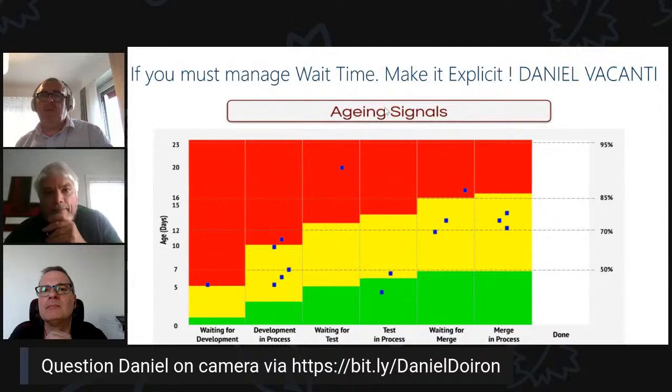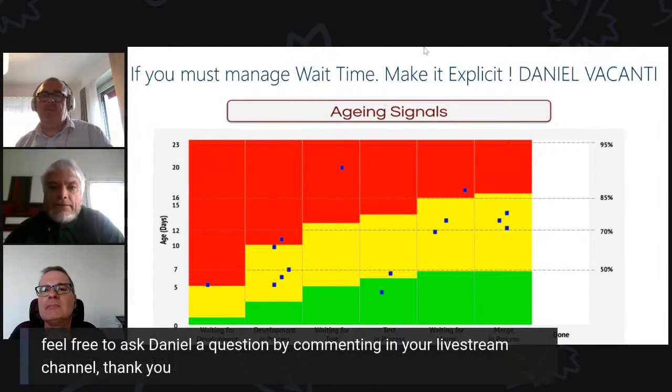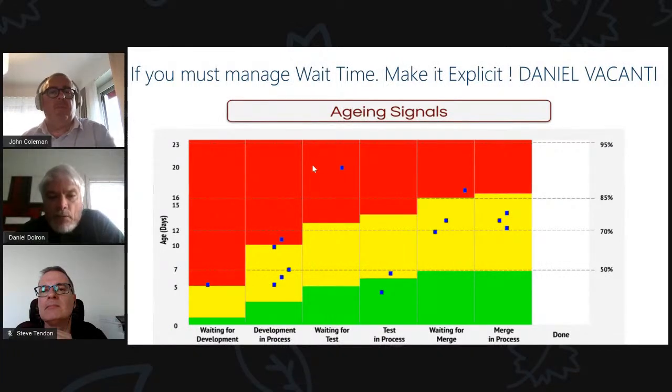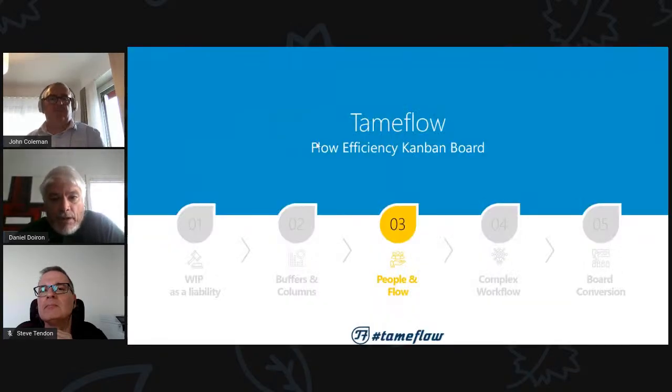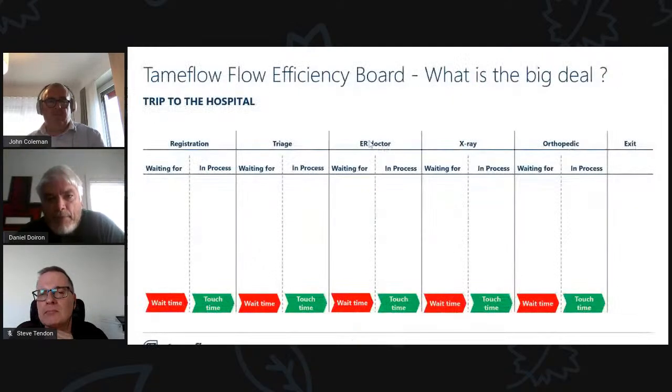If you must manage wait time, there are easier ways. Daniel Vacanti has aging signals, and within your process, you can see that items are in the red zone, and maybe they have excessive wait time. But there's no decoration, no more artifacts, no beautifying the board and complicating it excessively for that purpose. And I'll get into why with the people in flow.